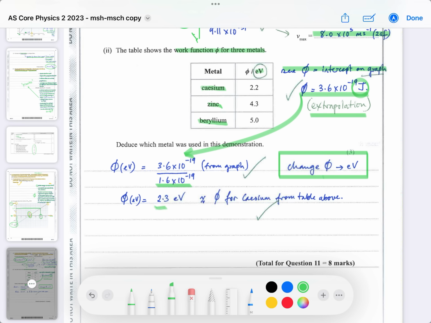And you'll see that it's 2.3 electron volts, and therefore this is roughly the same as the value for cesium in the table. Okay, 2.2, 2.3. So you say that you have deduced that the metal used is cesium. Okay, another 8 marks.